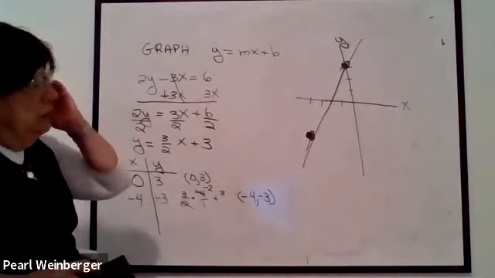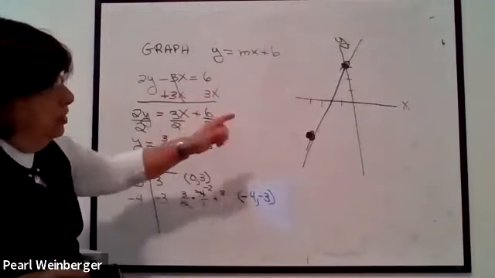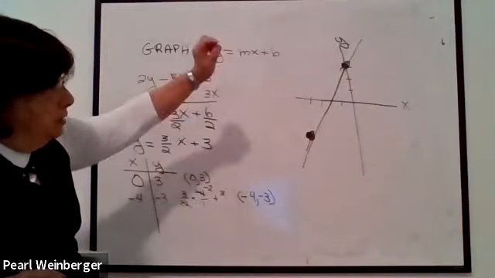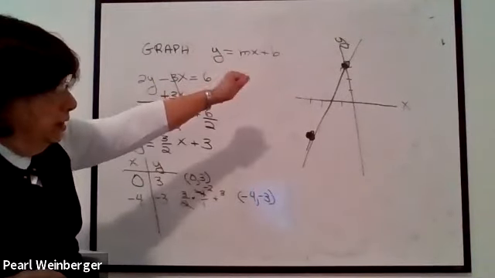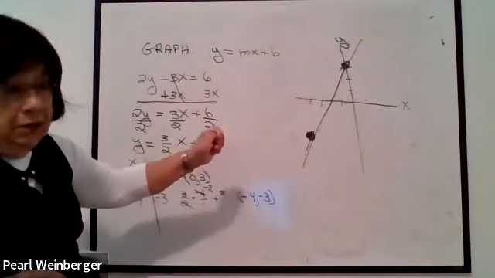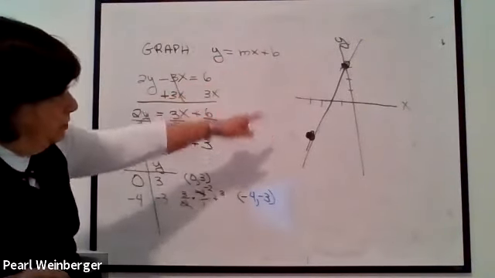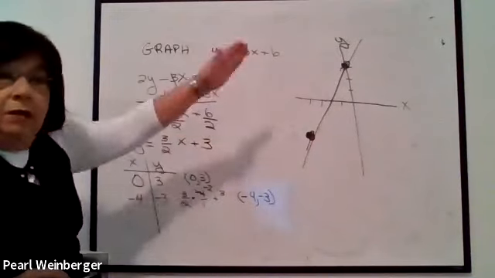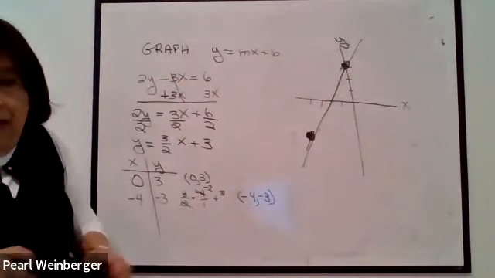If you're doing something like this on Delta Math, what you just have to do is click on one point and then click on a second point on the line. Let's say you clicked on that point first and you clicked on this one, and it'll draw the graph that way.